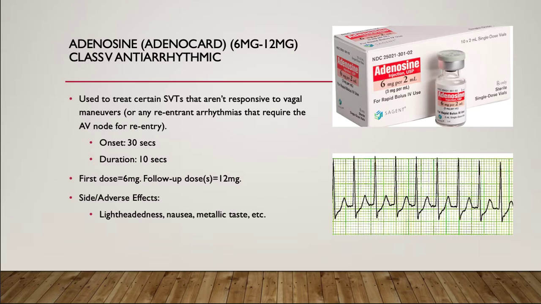But to put it into picture, right? So you'll have your SVT, and then you push the medication, rapid IV push, and it's not uncommon to see it enter this asystole before converting, right? And then you get your happy normal, and that's totally normal. Don't let that completely throw you for a loop.